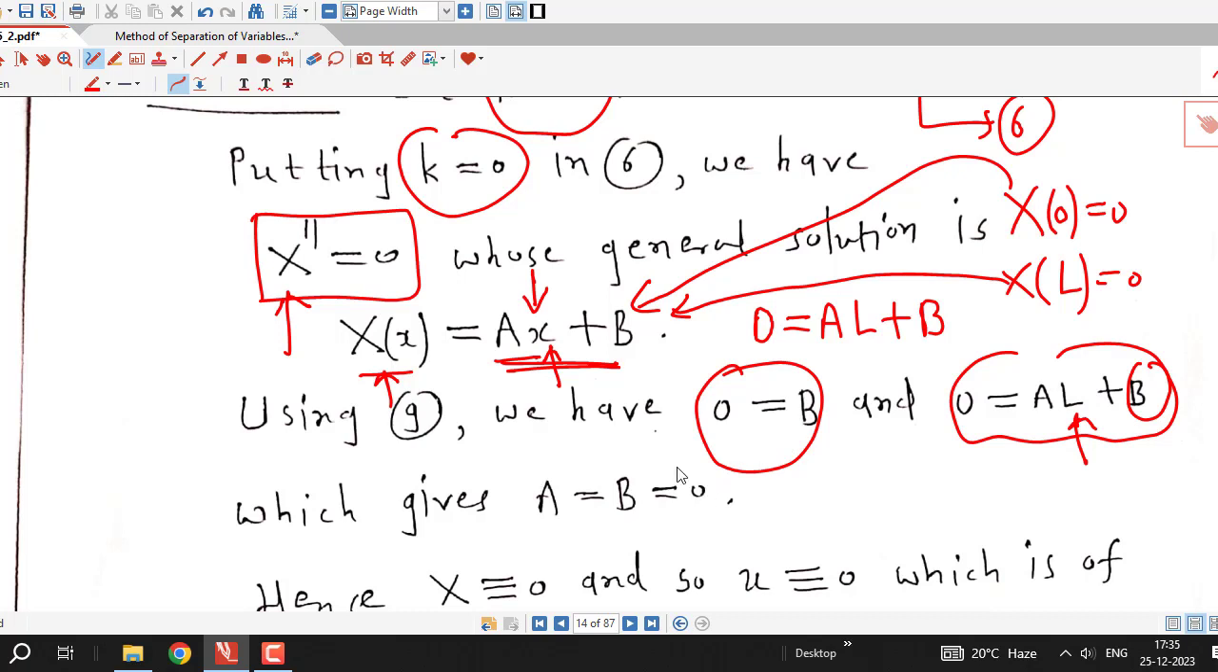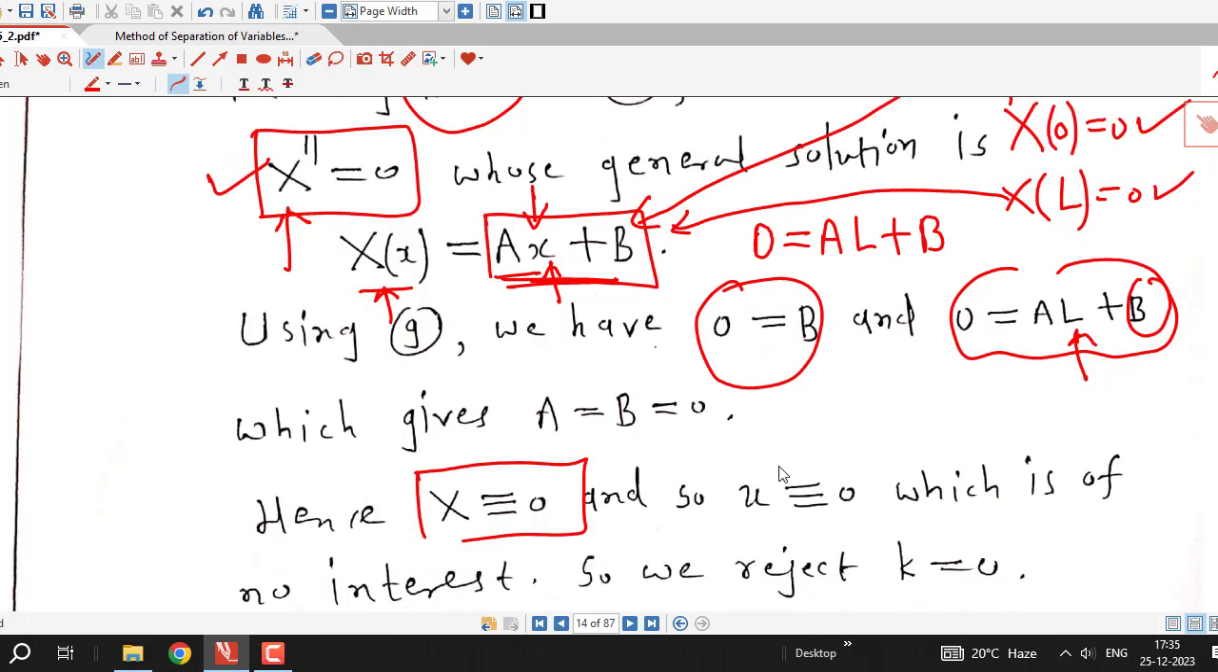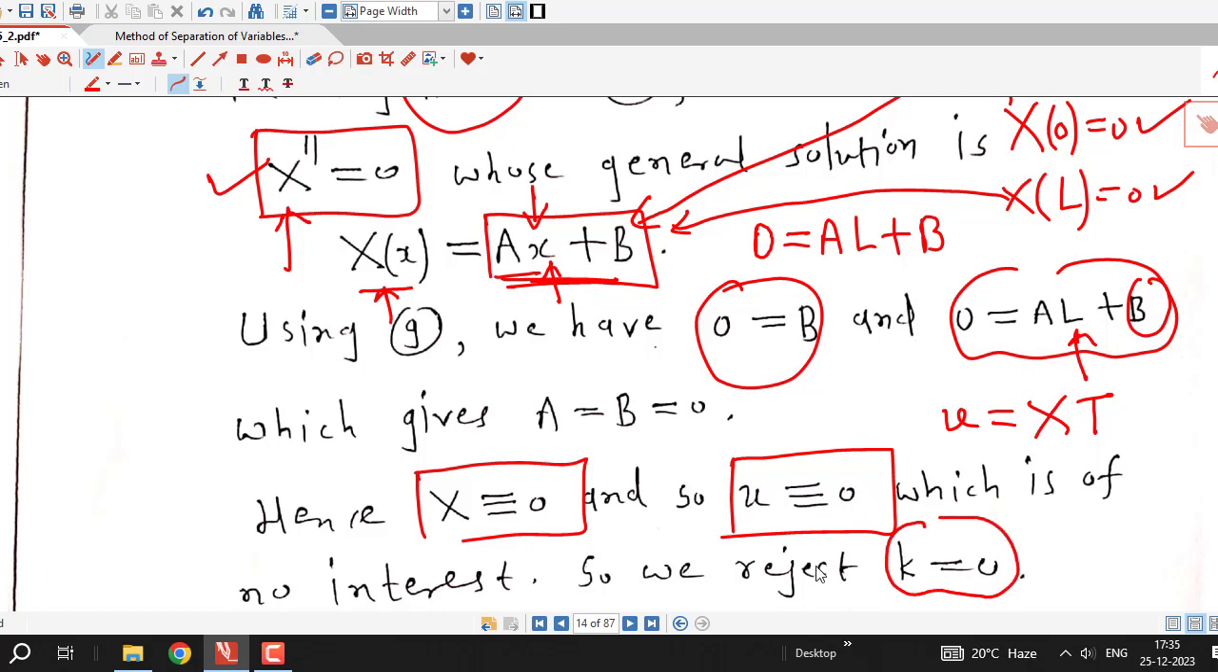So, what we obtain, if I consider these two conditions, is that the solution of this equation is X identically equal to 0. Now, if X is identically equal to 0, then because u is product of X and T, u is also identically equal to 0, which is of no interest. So, we will not consider k equal to 0.